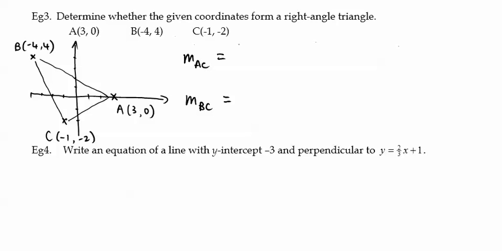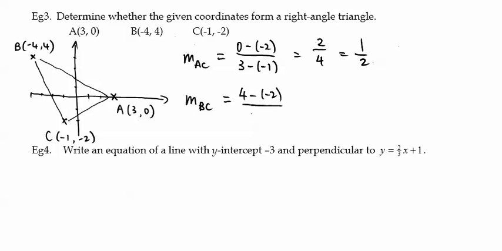Using the slope formula, we have 1/2 for the first slope. And for the second one, between point B and point C, 4 minus negative 2 and negative 4 minus negative 1, we have 6 over negative 2. We have these two slopes.